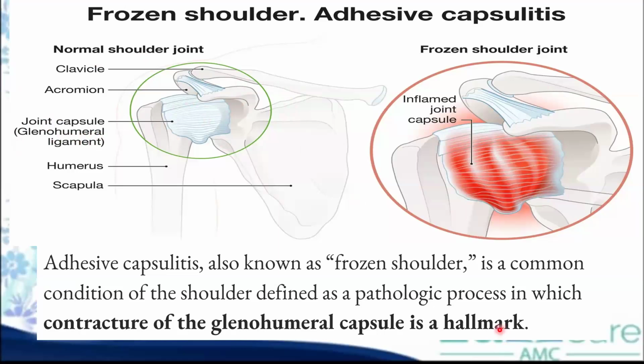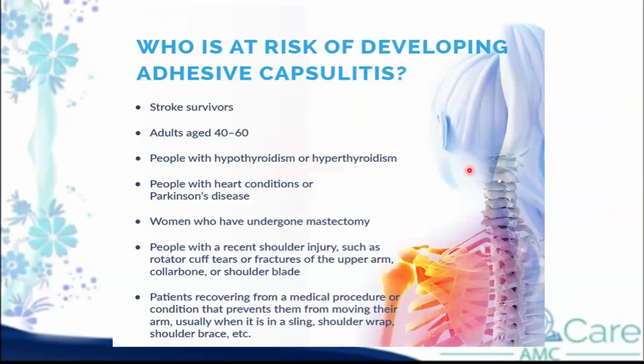So here, this is the hallmark. So inflammation leading to contraction. So when that occurs, you have decreased range of motion, right? So again, similar age range. So that's why they give it as a STEM or one of the selections in those questions, right? So to see if you are able to exclude it, right? So those who had stroke, thyroid disease, Parkinson's, mastectomy history, and those who had any shoulder injuries, right? So they can all come with it.